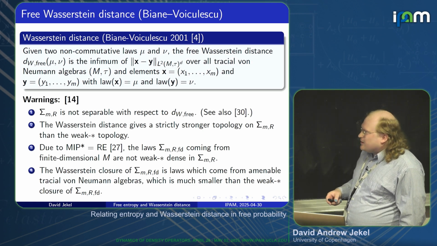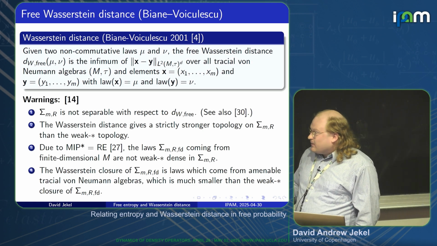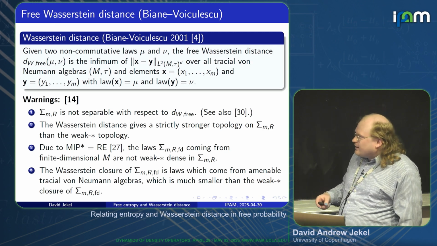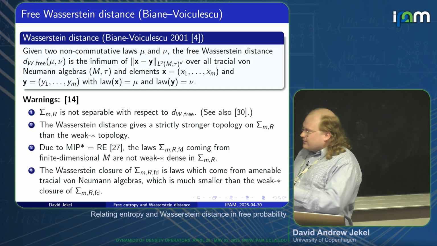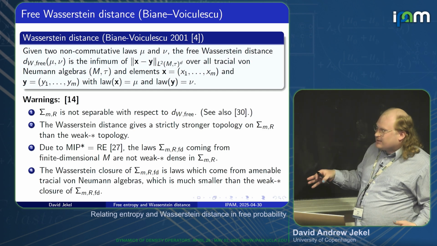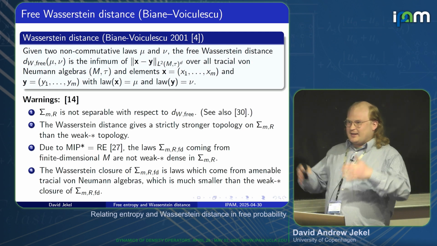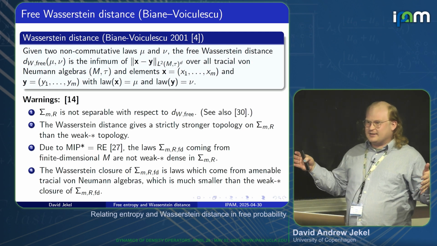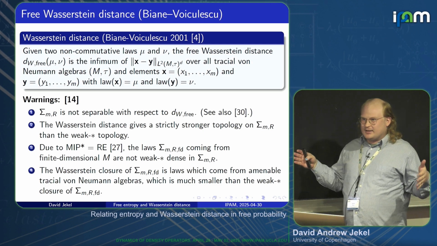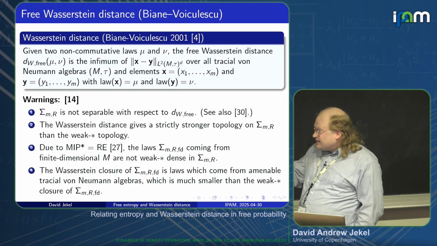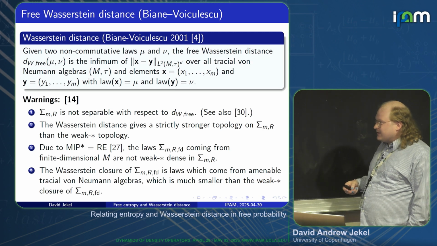Then, due to the MIP star equals RE paper, you have the following very weird fact: the non-commutative laws that arise from finite dimensional algebras are not dense. If you think classically, of course, you can approximate measures by combinations of point masses, so you can approximate measures with finite support. The analogous statement in the non-commutative case, based on MIP star equals RE, you cannot do this.